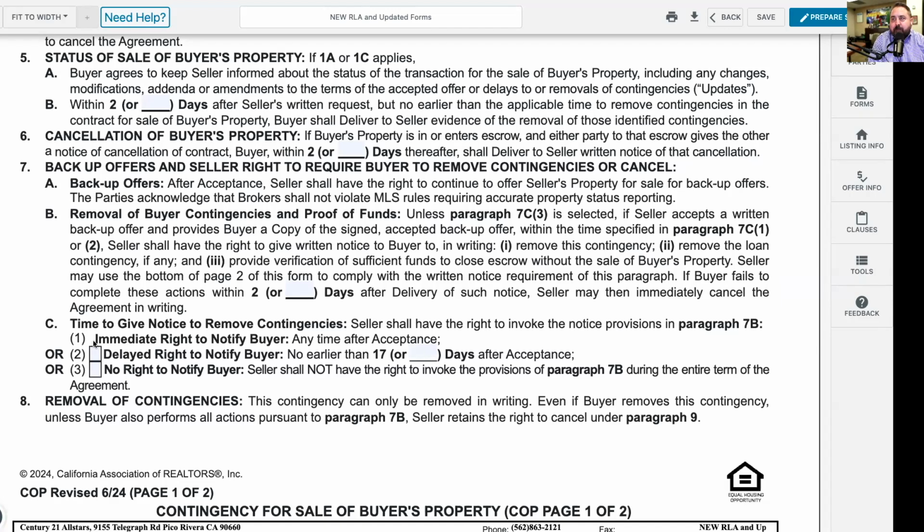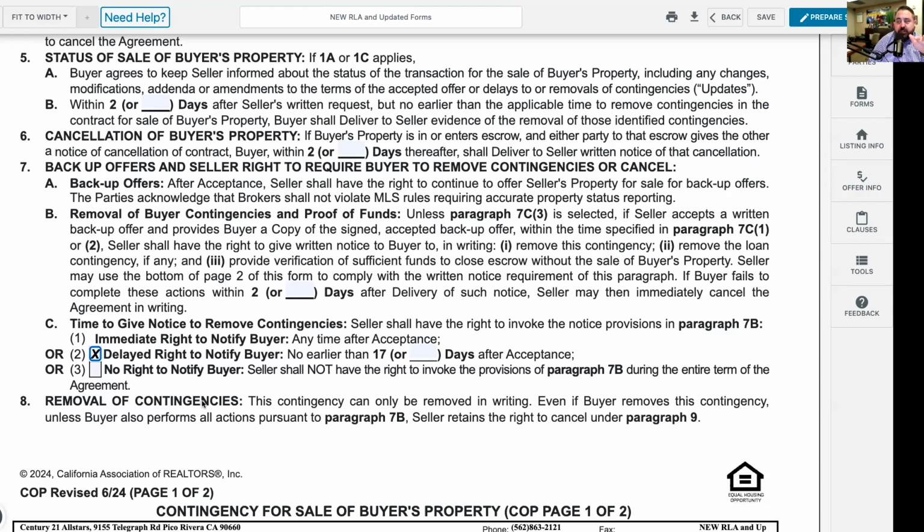That's what immediate means. Now, if I'm the buyer's agent, I'm going to check off C2, which is the delayed right to notify, which at least buys me 17 days, which matches the rest of the contingencies. So what that says is, yeah, you can get all the backup offers you want. The thing you can't do is, until 17 days, you can't ask me to remove any of my contingencies and show you proof of funds to close. So it buys me some time.